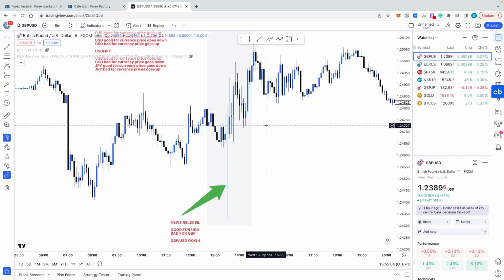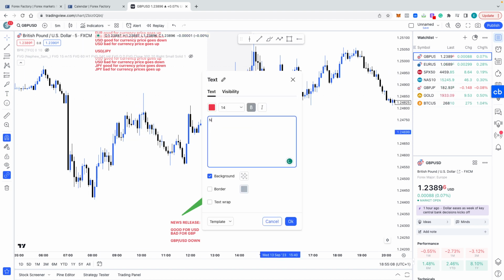You can note this down, but the news events I would avoid trading are the following: CPI, PPI, FOMC, NFP.